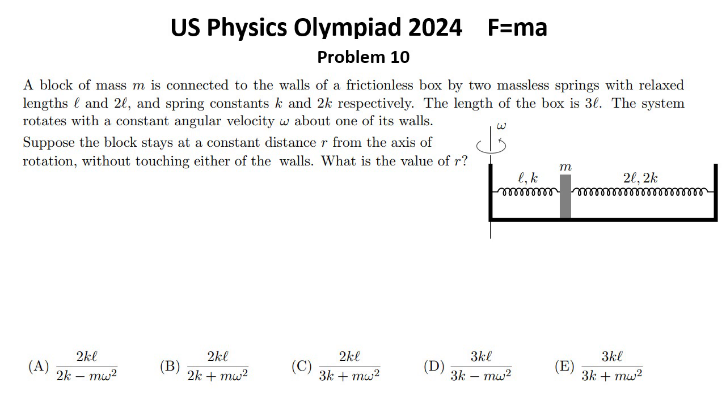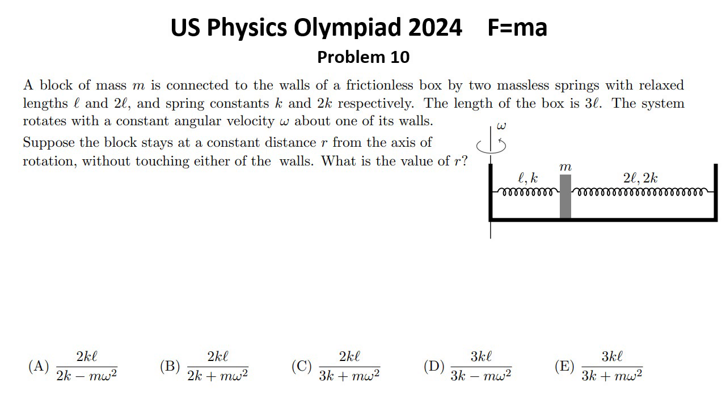Problem number 10. A block of mass m is connected to the walls of a frictionless box by two massless springs with relaxed lengths L and 2L, and spring constants k and 2k respectively. The length of the box is 3L. The system rotates with a constant angular velocity omega about one of its walls.